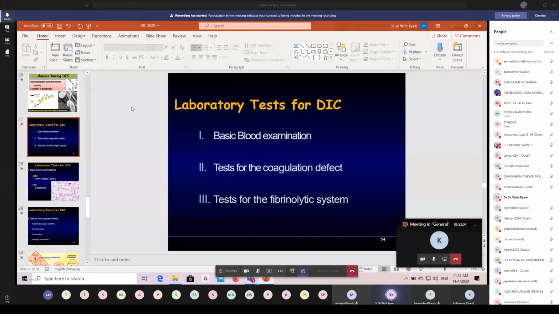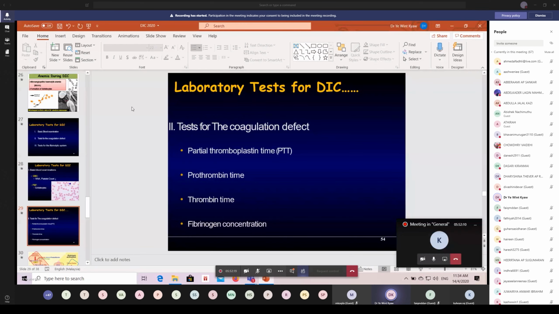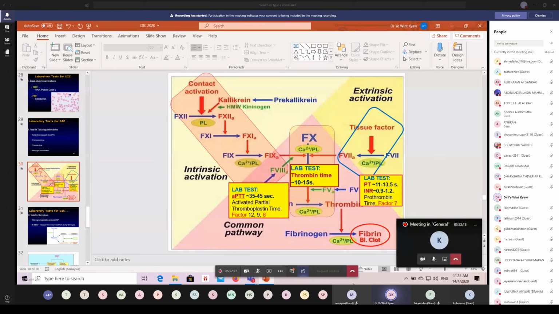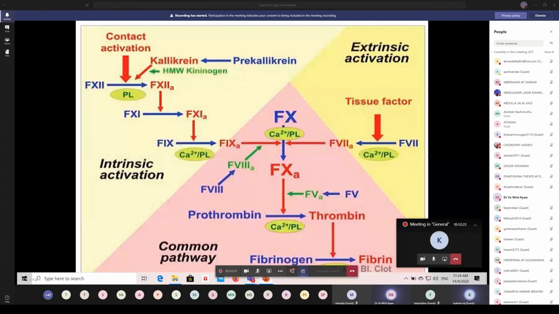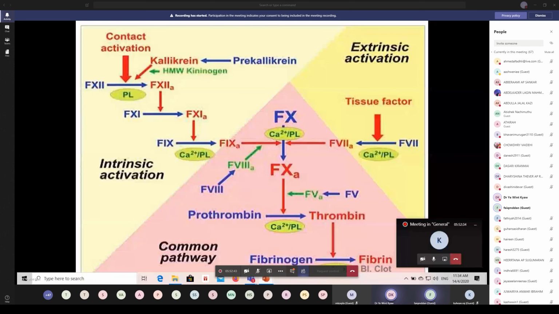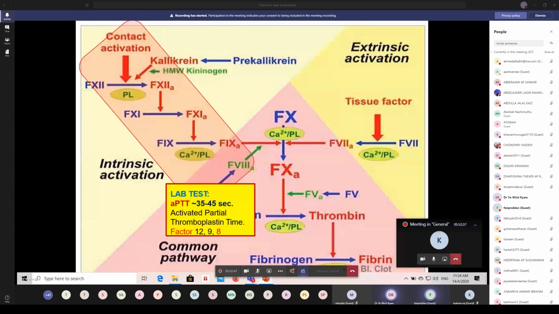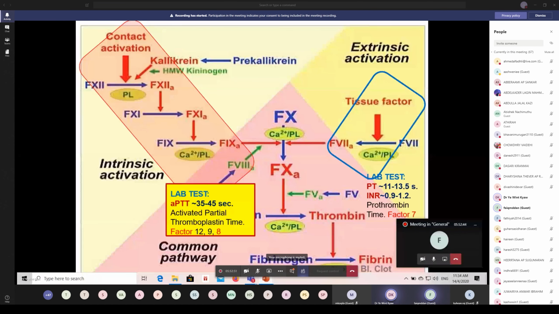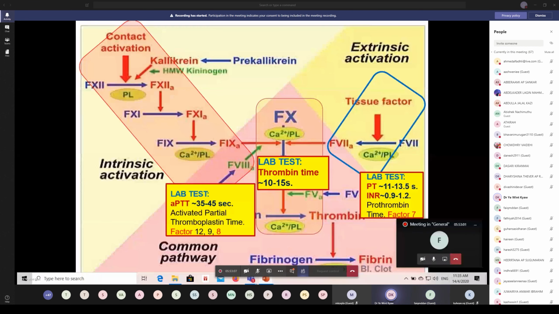PT, TT, fibrinogen concentration. Here is the coagulation factor pathway, I will show later. If you want to detect factor 8, you can test with APTT, the intrinsic pathway. Extrinsic pathway, what do you want to do? PT, prothrombin time. If you want to detect the extrinsic factors, you need to do the lab tests PT and INR. Intrinsic is APTT. Common pathway is TT, thrombin time. Hemophilia: APTT is prolonged, PT is normal, because hemophilia is an intrinsic factor deficiency, not extrinsic.